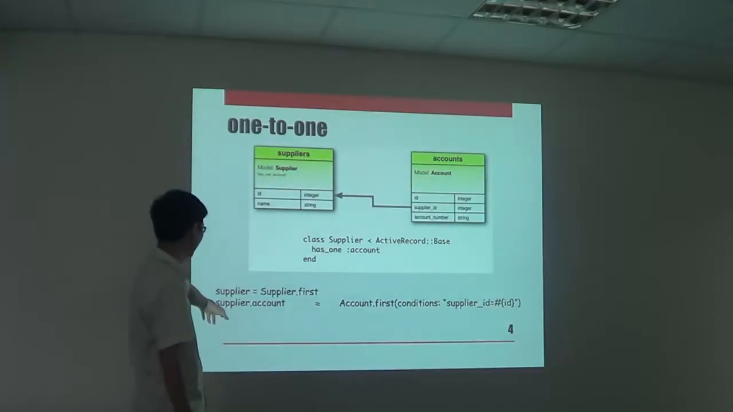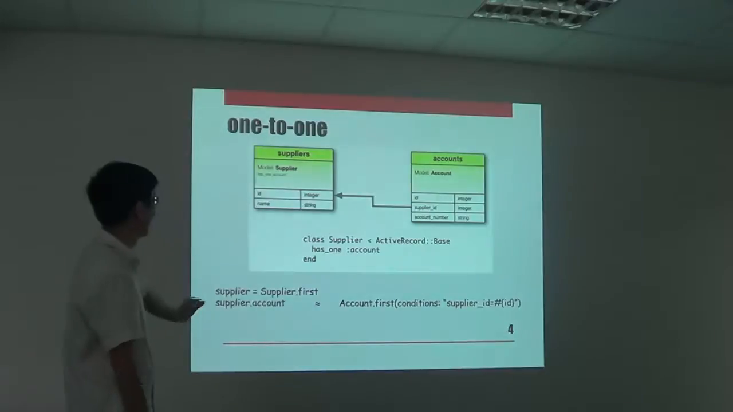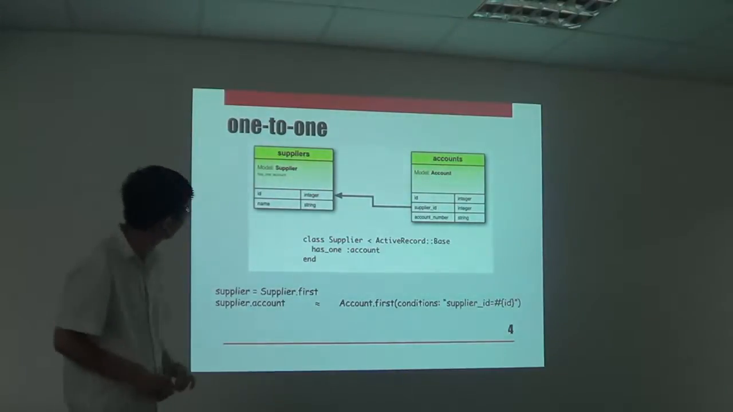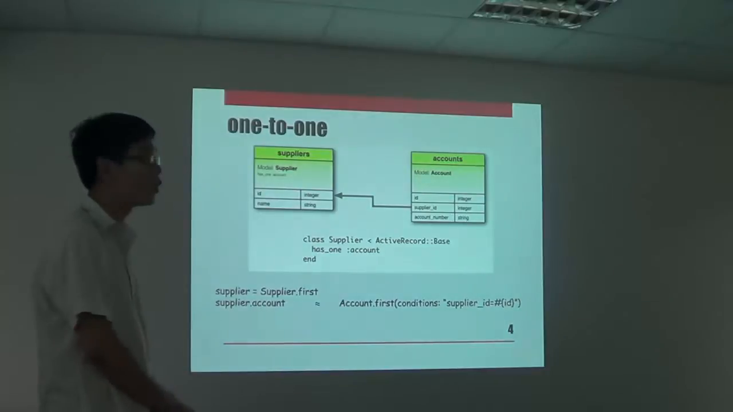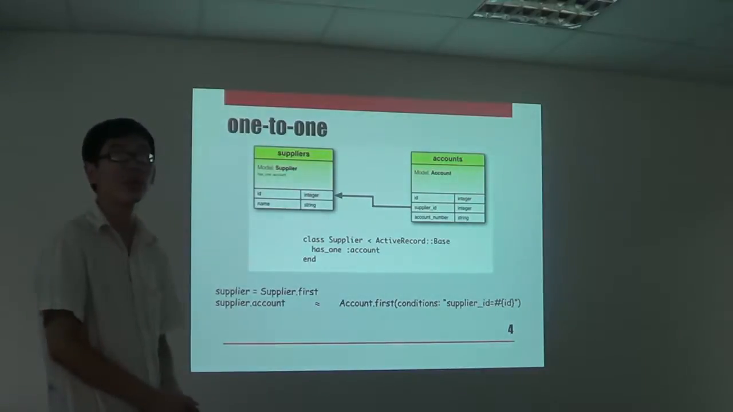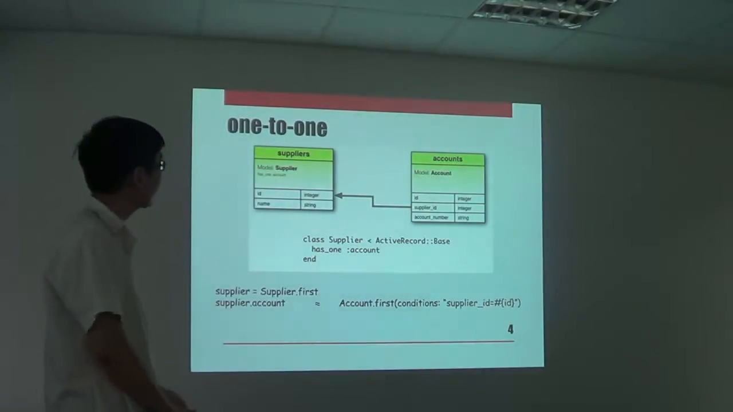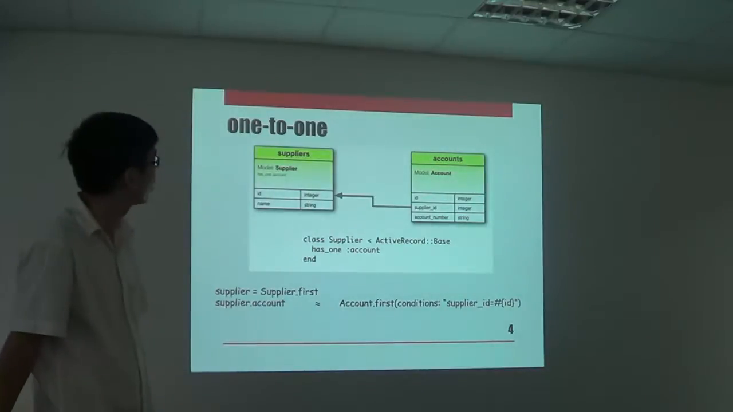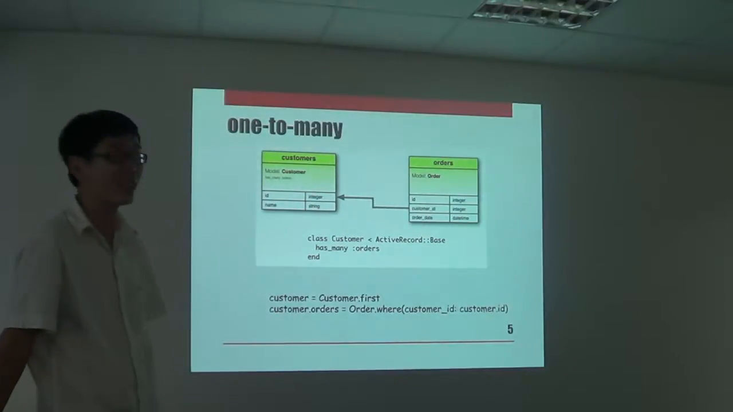We can use supplier.account, which will return the accounts belong to this supplier. So they are one-to-one relationship when we're using the belongs to and has one. And also we have one-to-many relationship.